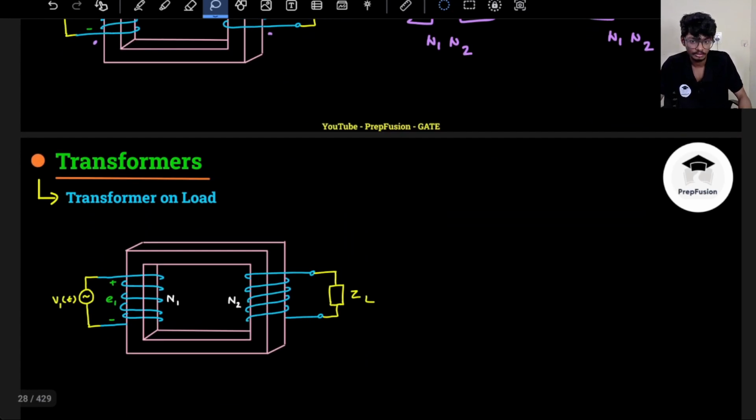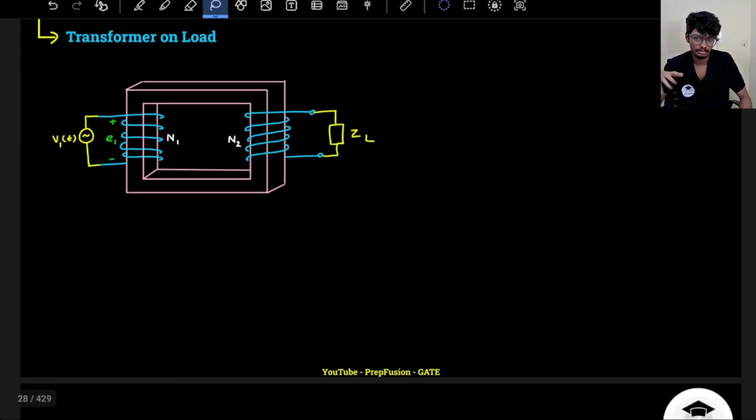One more thing I forgot to tell you about a three winding transformer. For a multi winding transformer, this will not work. Three winding transformer we had already discussed, I think, previously. Now let's come back to our discussion, whatever we were discussing.